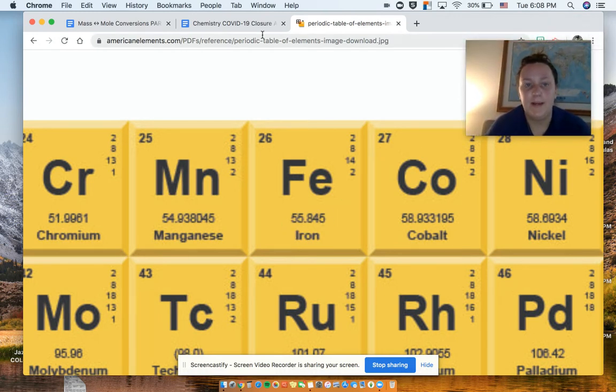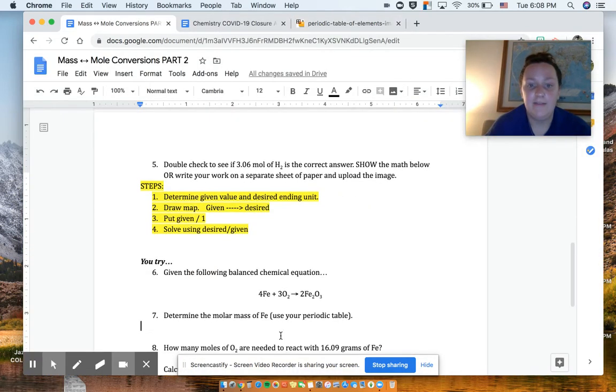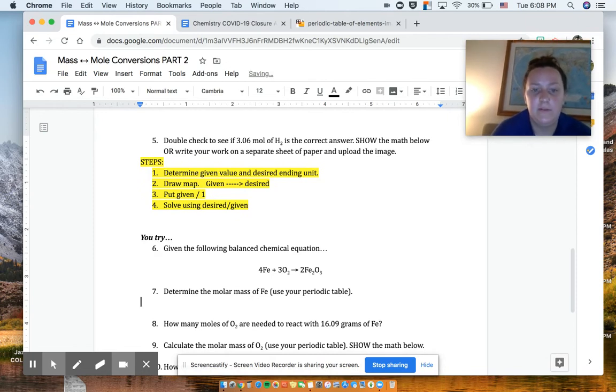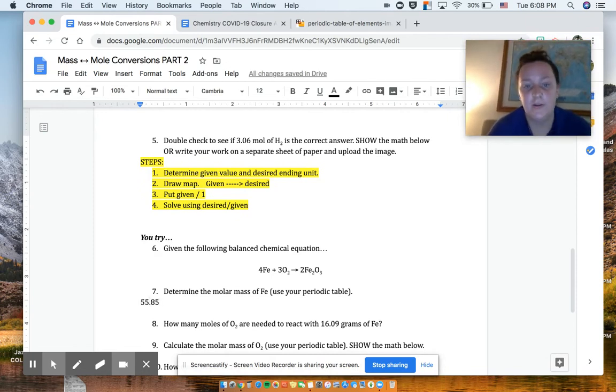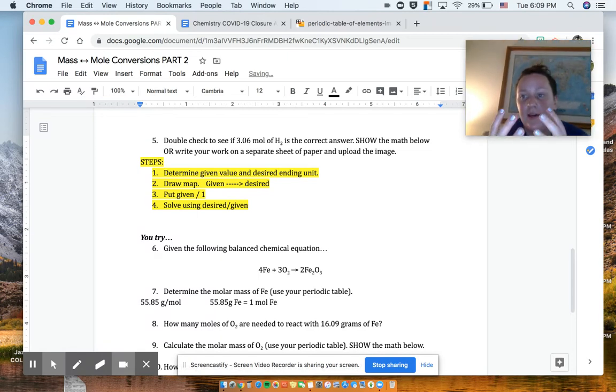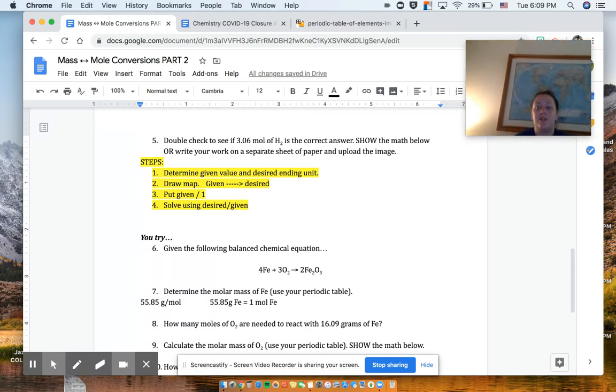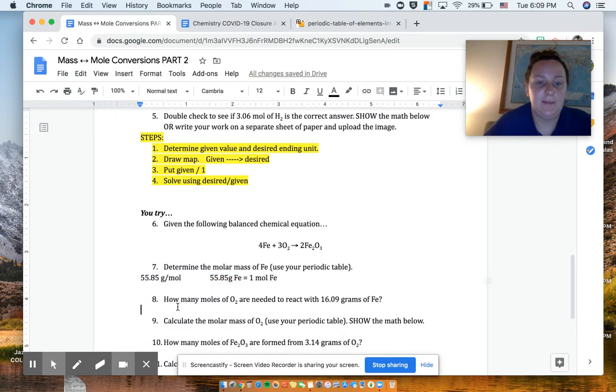Remember, it's the number at the bottom. I'm going to round that to 55.85, our molar mass of iron that we'll use. And the unit for that is grams per mole. And remember what that means is there's 55.85 grams of Fe in 1 mole of Fe. Remember that 6.02 times 10 to the 23rd atoms, that's what a mole is, that scientist Avogadro came up with. And that's how much 1 mole of iron weighs, 55.85 grams.